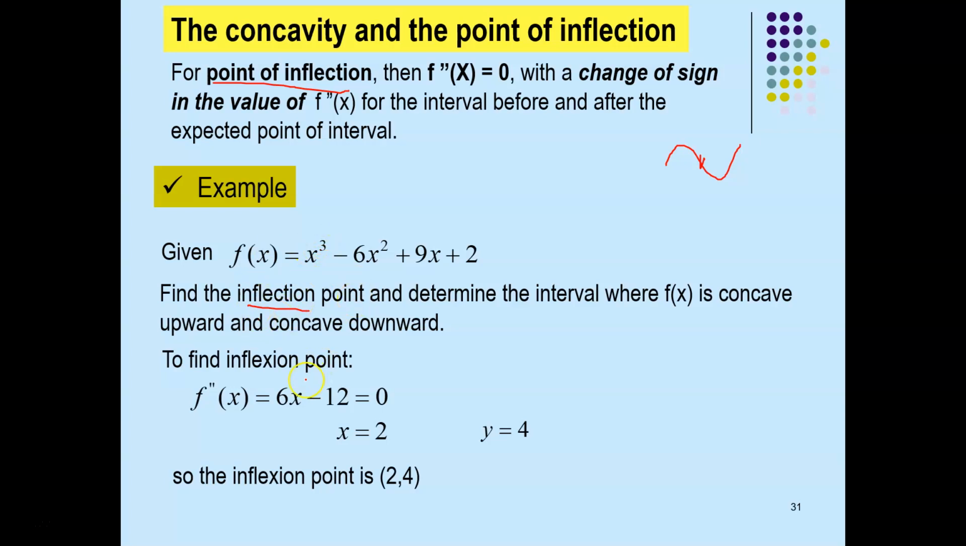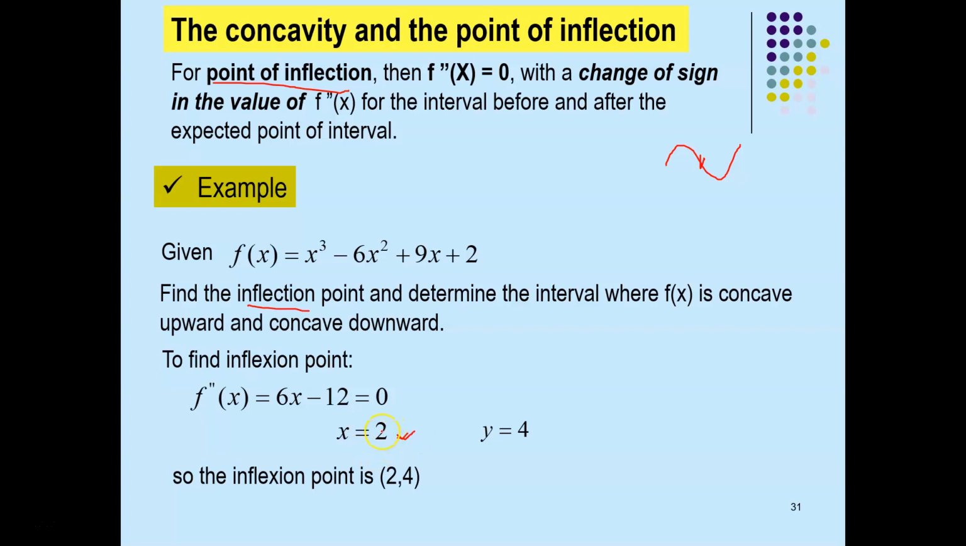You differentiate lagi kali kedua, you get this one. You equal it to 0. Then you get your x equal to 2. Satu sahaja. Usually kalau inflection point ni, dia satu sahaja. Okay, sebab you dah differentiate 2 kali, so the x value getting smaller lah. The x punya option tinggal satu saja.